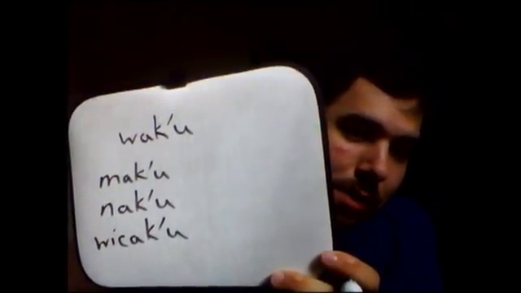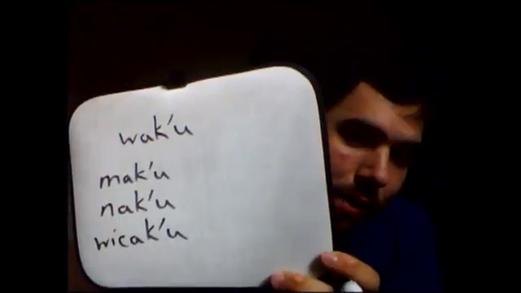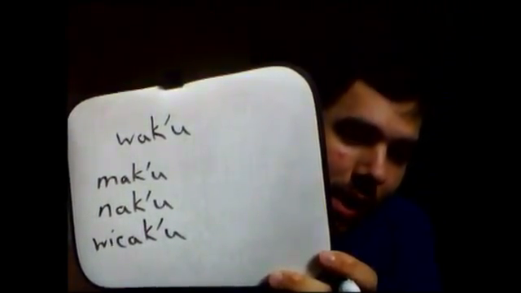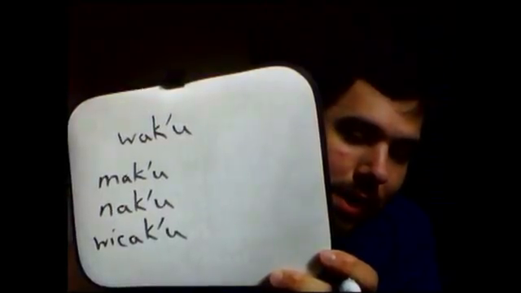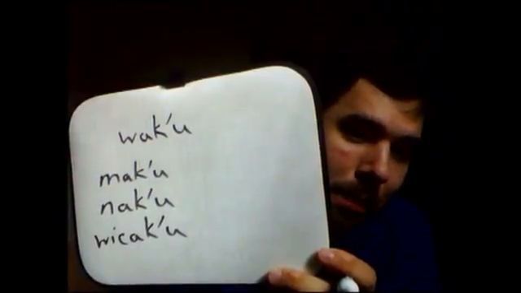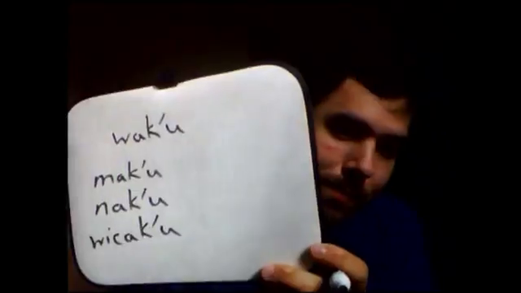Now this becomes maku, I give, naku, you give, wichaku, he, she, it, they give. All you have to do is put the one, ma, na, or wicha, that corresponds best with the recipient of the action and just say it after that.